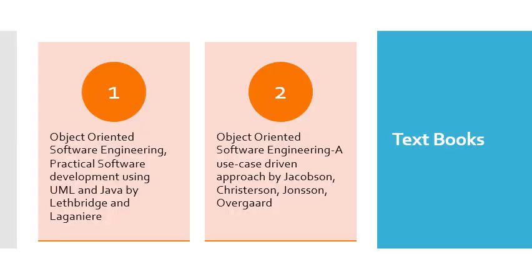Here are the main books which you will follow. First will be Object-Oriented Software Engineering, Practical Software Development using UML and Java, and it will be the primary book. I will follow this book, and the associated faculty member will also follow this book throughout the course. Second is a kind of secondary book, but it is your textbook. You can use this book for solving the examples and doing assignments. Now, Object-Oriented Software Engineering, a Use Case Driven Approach by Jacobson.